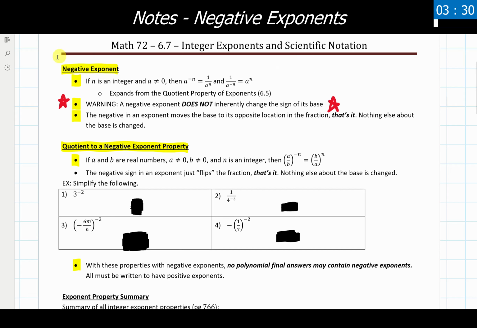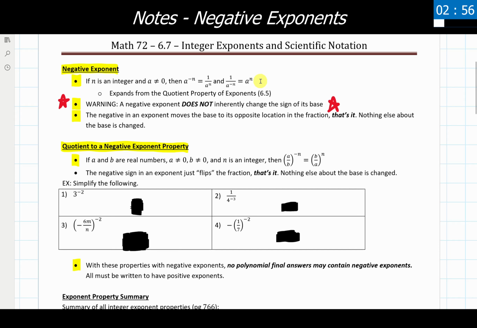Now, starting off with negative exponents, we have our core definition of what these are and what this actually does to the thing it's raising to a power. So if n is an integer, we're assuming in this case it could be positive or negative, whichever, then if I have something, let's say a, raised to the negative n power, that results in 1 over a to the positive n power. Similarly, if we have 1 over a to the negative n power, that's going to become a to the n power.